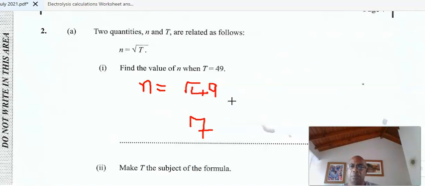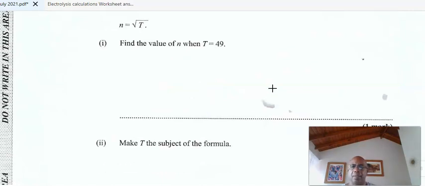Now actually, in algebra, the square root of a number is supposed to have two values, a plus value and a minus value. So the answer is really plus 7 or minus 7. But as the question says, find the value, not the values of N, it means that they only want one answer, and when they only want one answer, we use the positive value, 7. So that is part 1. Let us go on to part 2.